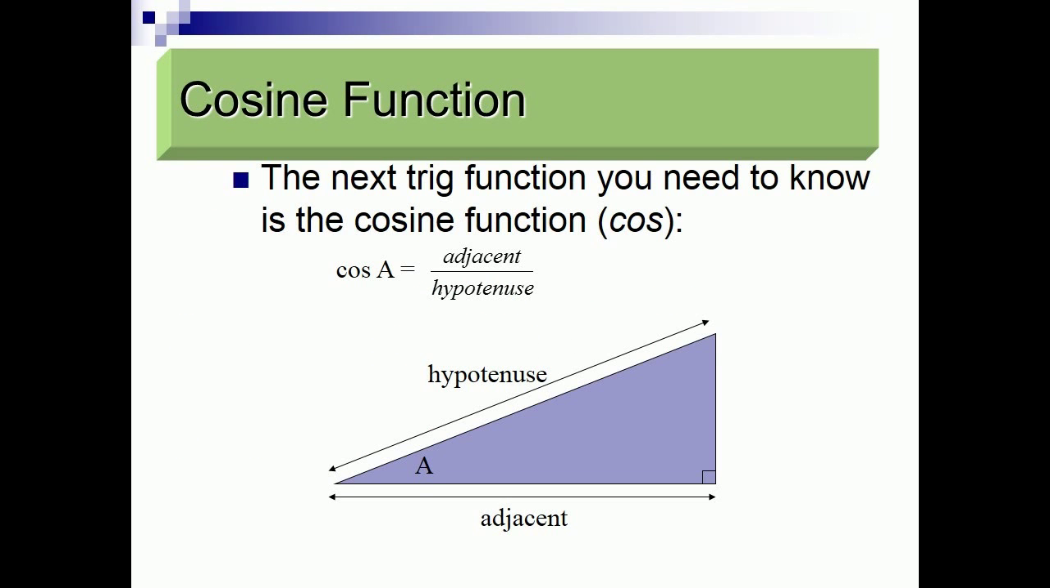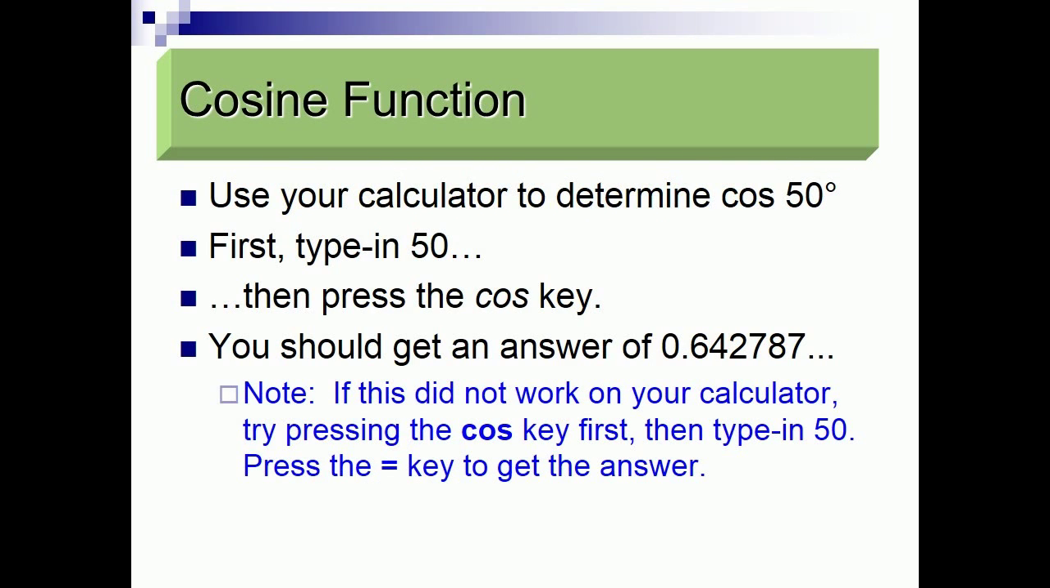Cosine function. The next trig function you need to know is the cosine function, cos. Cos theta equals adjacent over hypotenuse. Use your calculator to determine cos 50 degrees. First, type in 50, then press the cos key. You should get an answer of 0.642787. Note, if this did not work on your calculator, try pressing the cos key first, then type in 50. Press the equals key to get the answer.